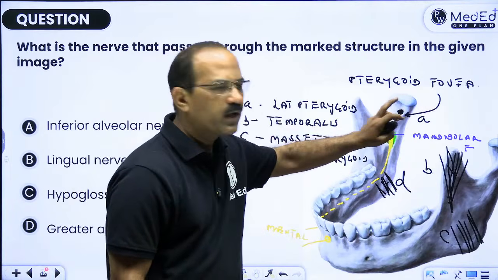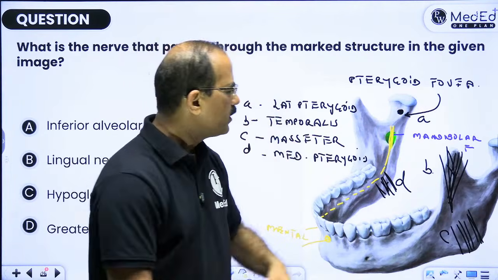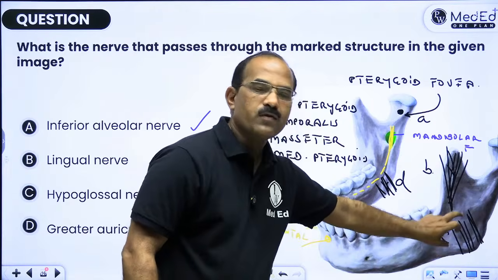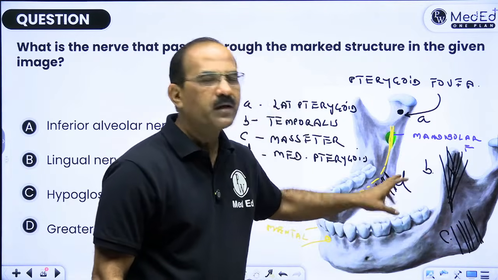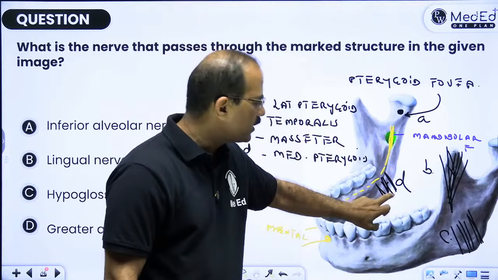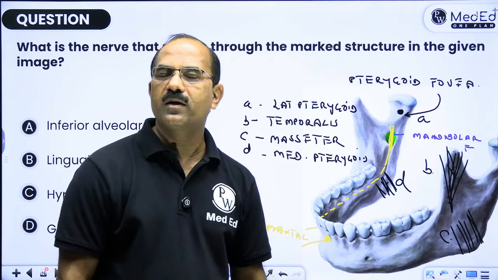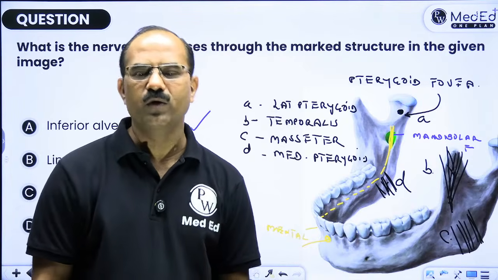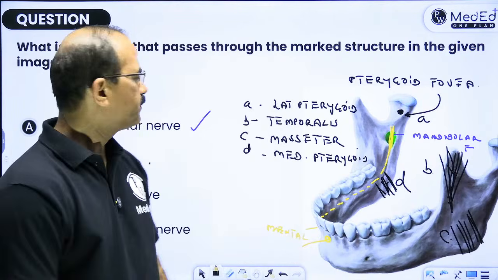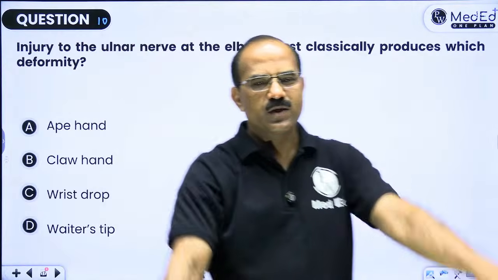ये है lateral pterygoid inserted on the neck of the mandible. Angle of the mandible बाहर की तरफ, outside is masseter. Angle of the mandible अंदर की तरफ is medial pterygoid. This is the temporalis. Temporalis attached to the coronoid process of mandible. Fine. Okay, great, very nice. Chalo, next, students.